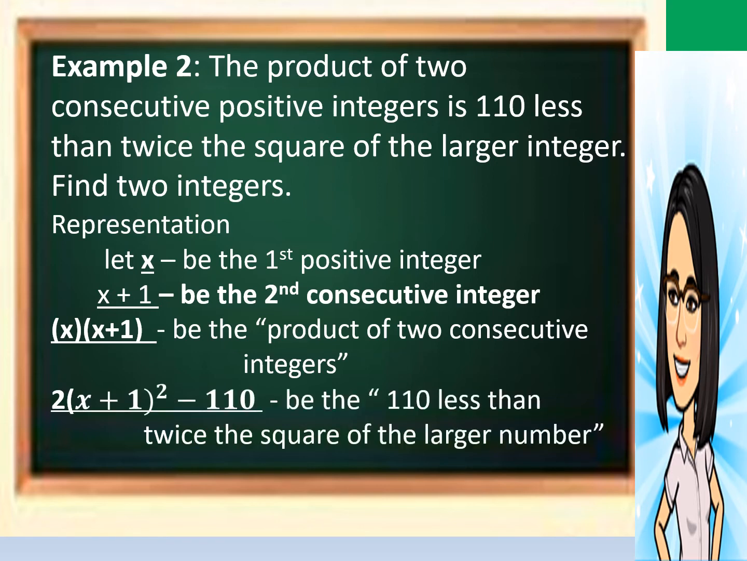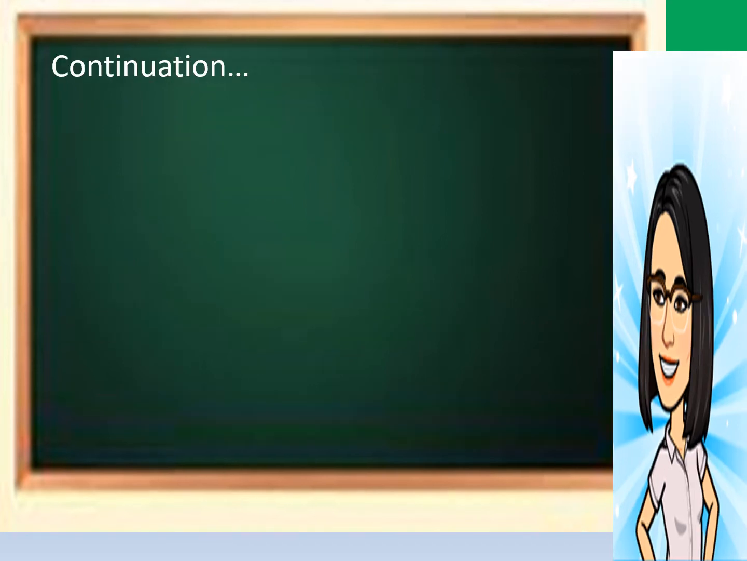minus 110. Twice means 2 times, and the square of the larger number pertains to the square of x plus 1. So it can be written in the form of 2 times the quantity x plus 1 squared minus 110. Let us combine this together to get the equation.